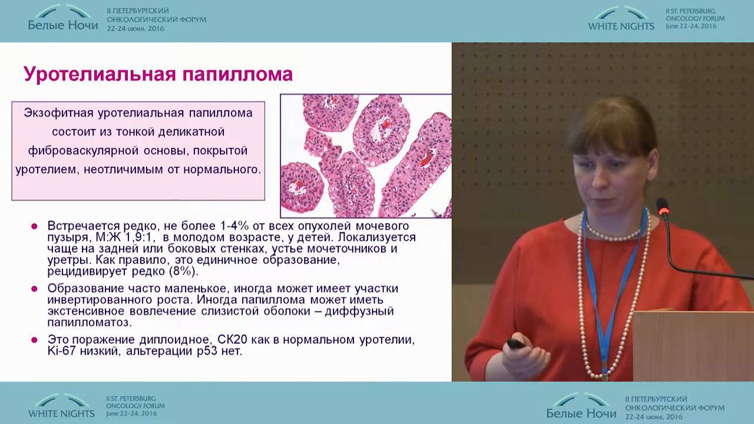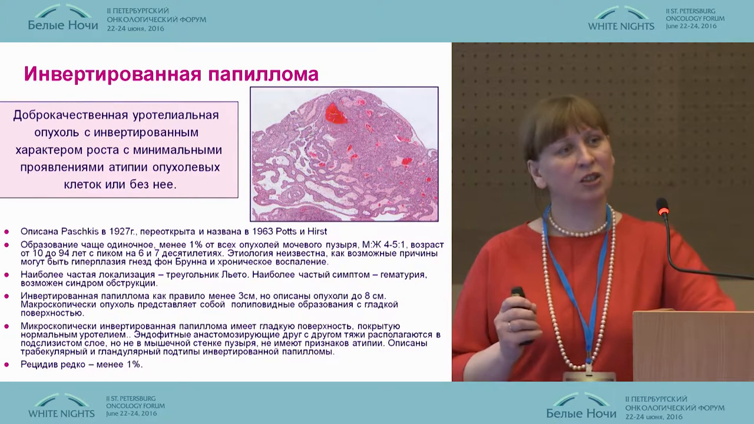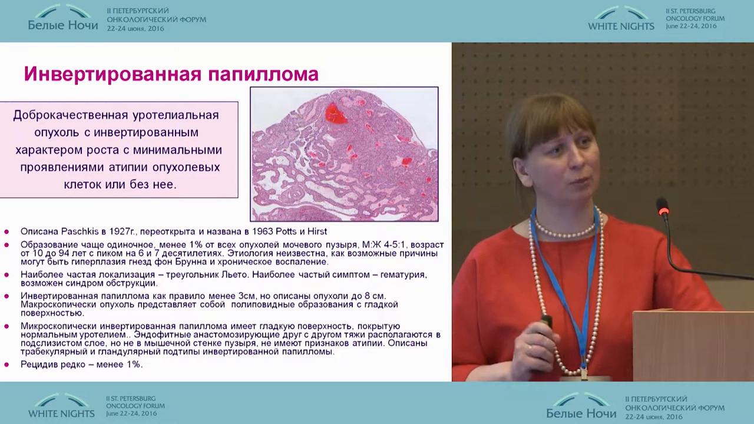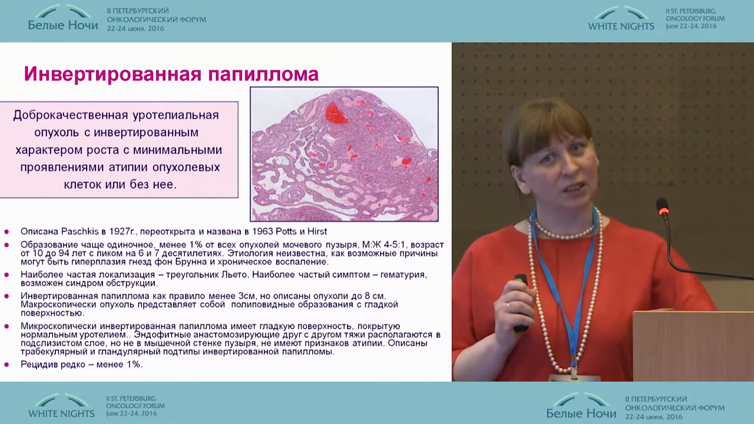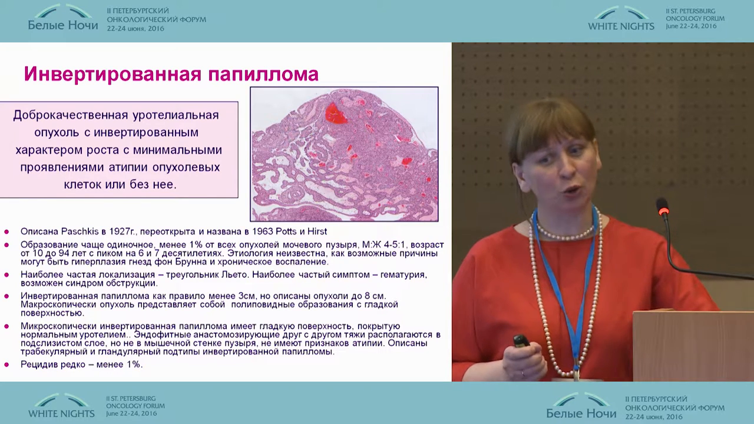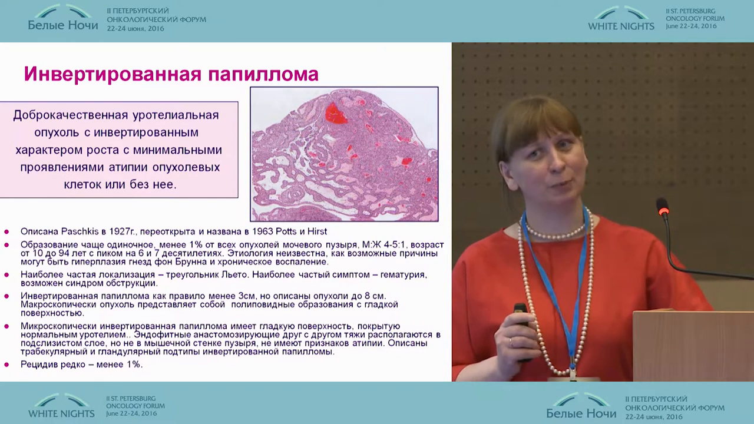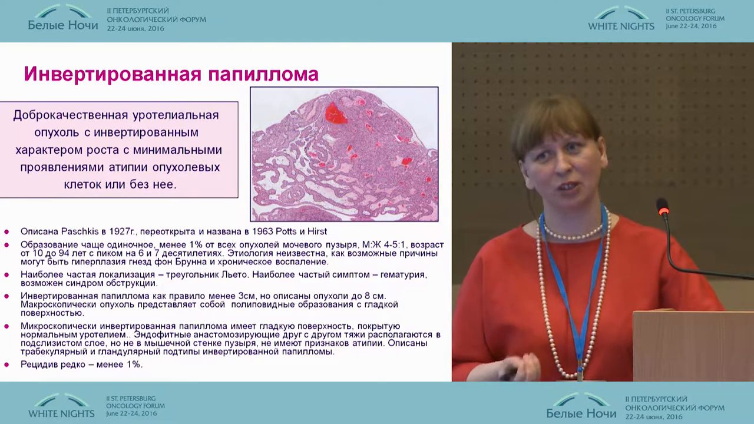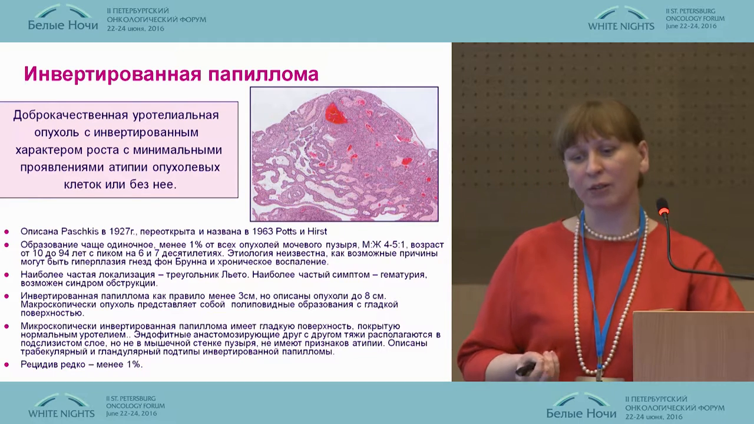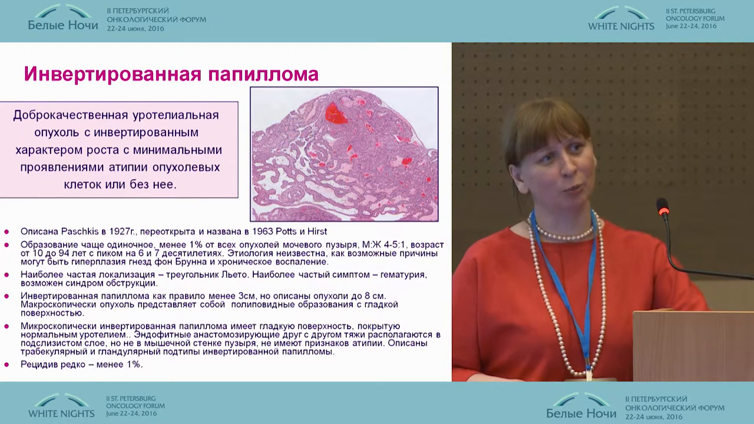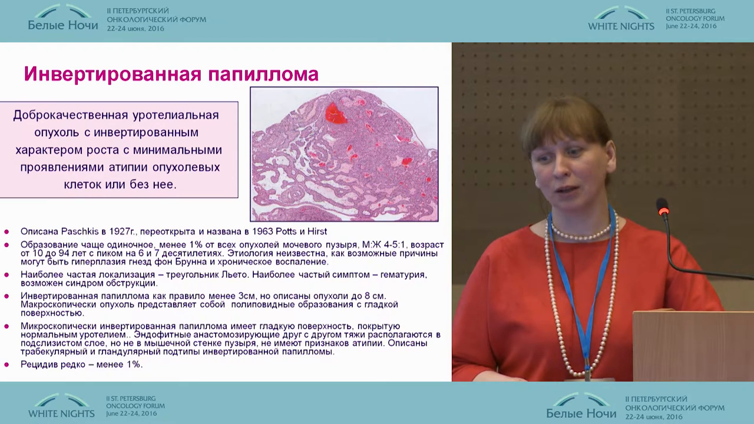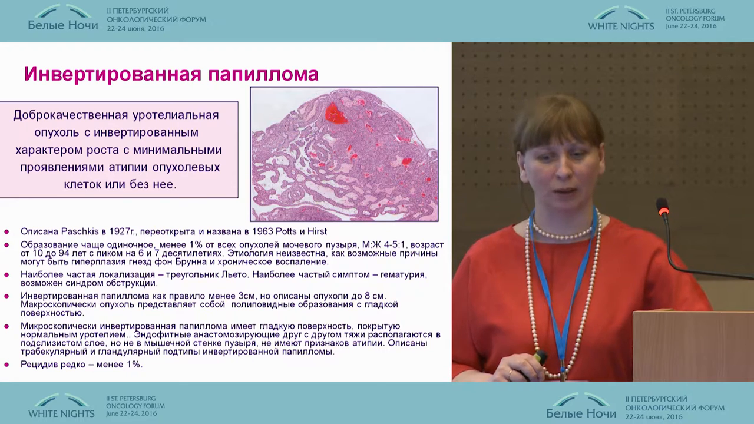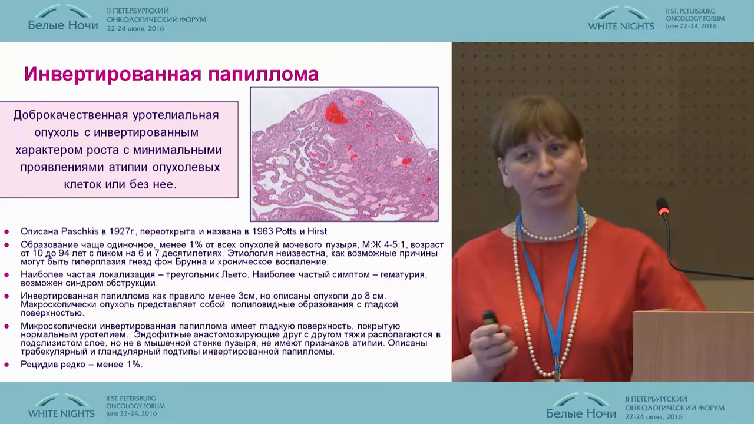Though in some cases we face some diffuse papilloma. We have also a benign tumor with the invertive character. Here we can have minimum signs of atypia, but if the atypia exists there, then it is not a benign tumor. It was first described in 1927, then they forgot about it until 1963, when some researchers paid attention to it.